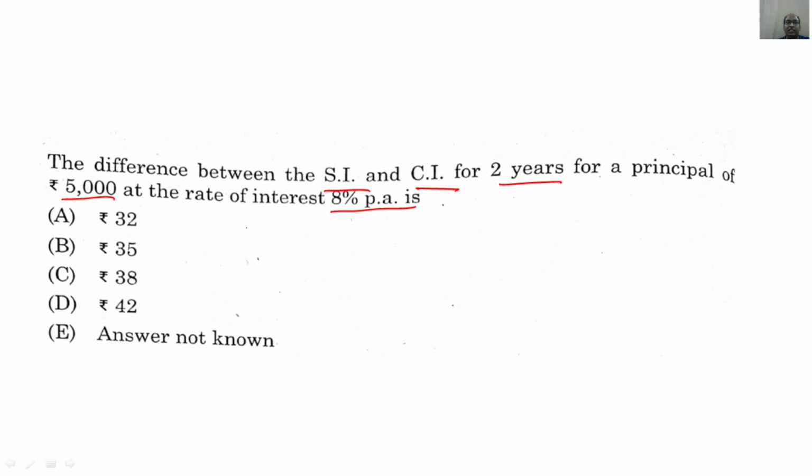So let us find first simple interest. Fine. Principal is 5,000, right? And rate of interest is 8%. Time is 2 years, by 100. So these two zeros have got cancelled. And what we have got? 8 twos are 16, 16 fives are 80. So 800 is your simple interest. Okay. So let us write here 800.